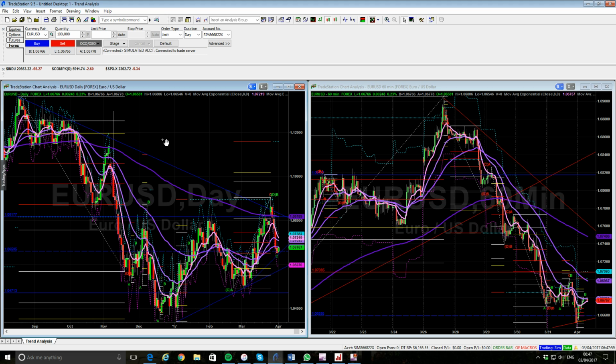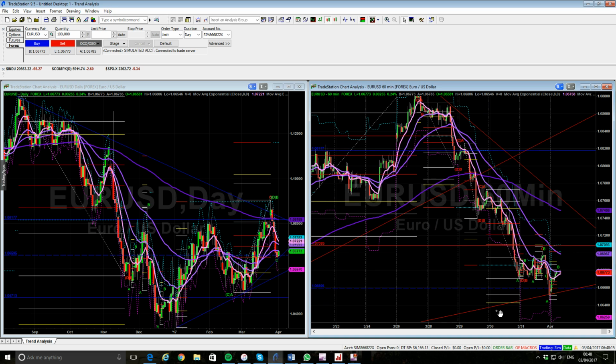So we'll just start off with the euro. As you can see, our weekly close was just at the trend line that I pointed out last week. The combination of the trend line coming into play at a rejection zone on the hourly, we have seen us find support at 1.0660, and we should retest this level at 1.0670.